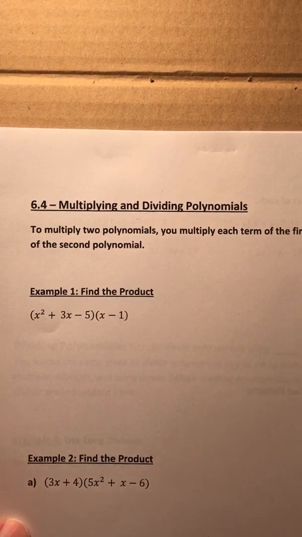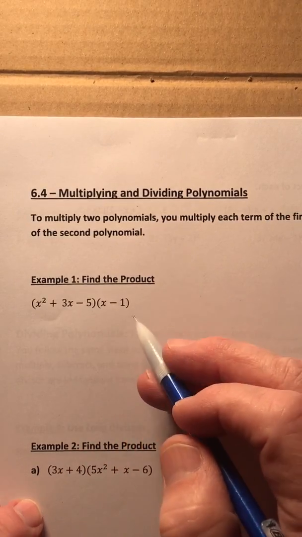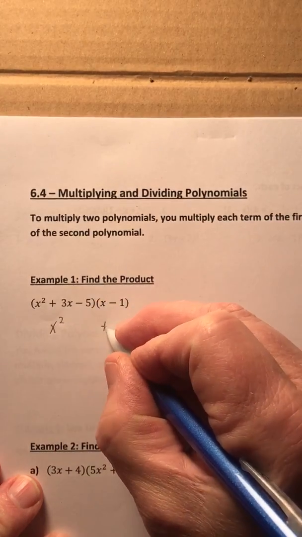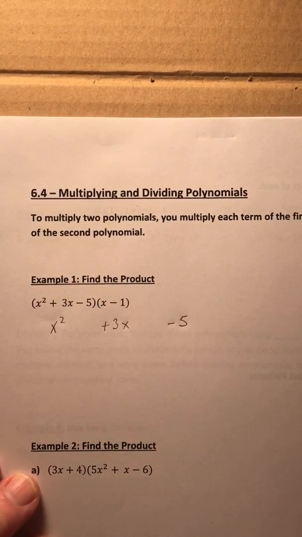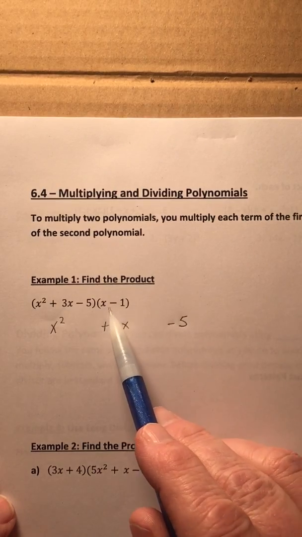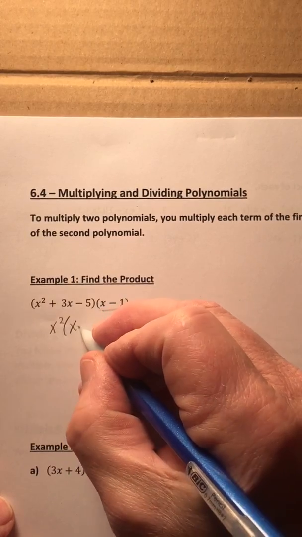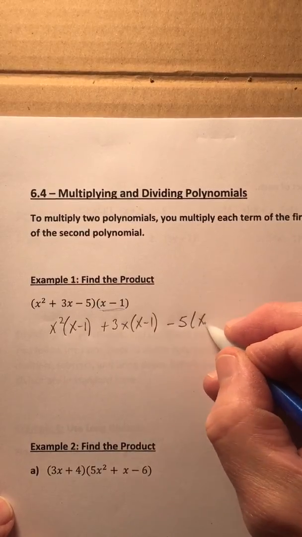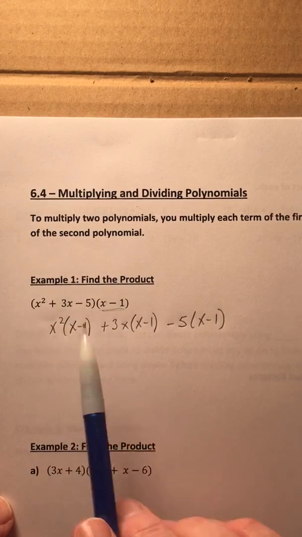So what you're going to do is this. Take the one with more terms in it. Write each of the terms but leave space. So it's going to look like this: x squared plus 3x and then minus 5. Now in that space that I'm leaving behind each one of these, I'm going to put the other term. So I'm going to put in the x minus 1, x minus 1, and x minus 1. So what I basically did is I just distributed this x minus 1 to each of these terms.